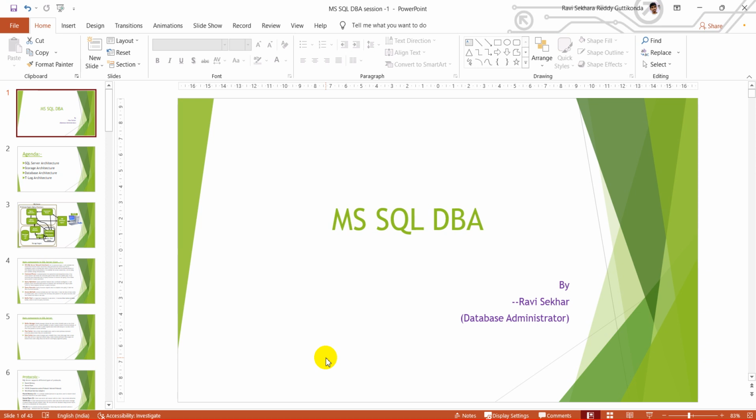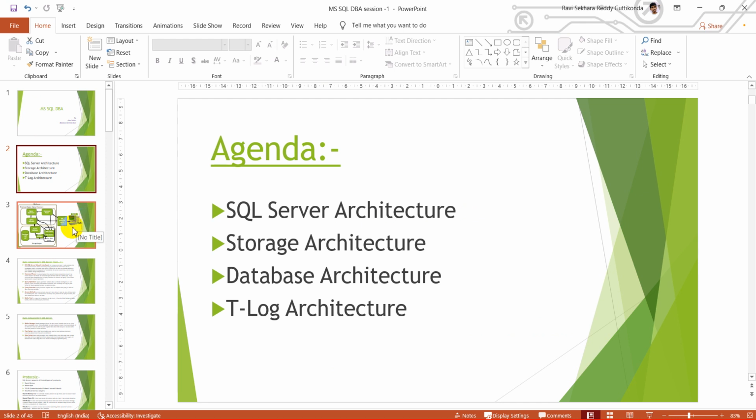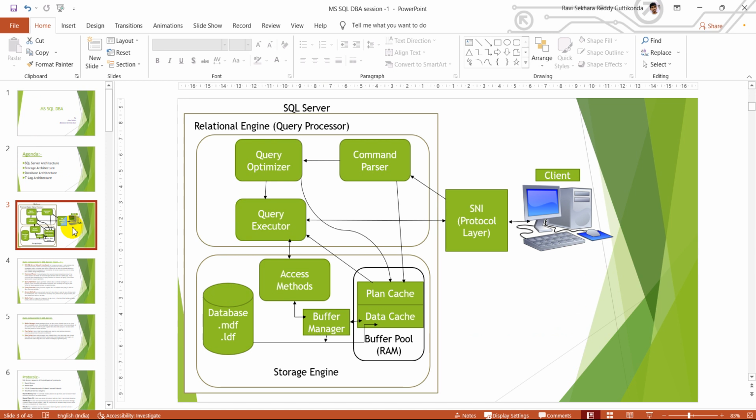So in this session, we will discuss the SQL Server architecture. Every software has an inbuilt architecture, and in the same way SQL Server also has its architecture. If you understand this entire diagram, you can easily understand the SQL Server architecture. As we all know, SQL Server is a relational database management system software.